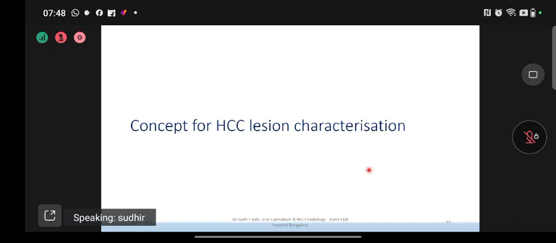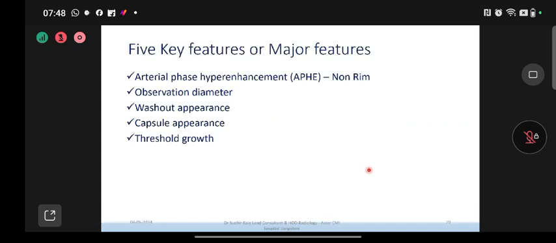Then what is the concept for HCC characterization? As I told you, 5 important things. Arterial phase hyperenhancement. So that too, they tell this as a non-rim type.